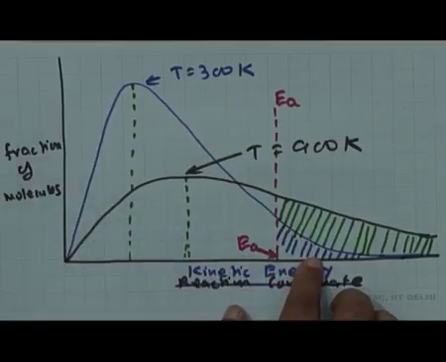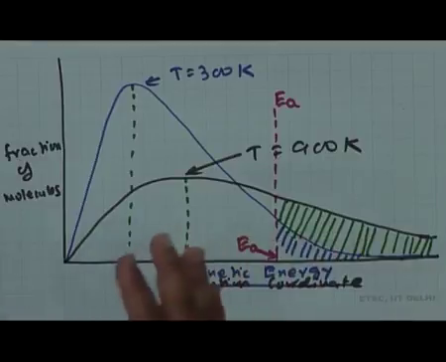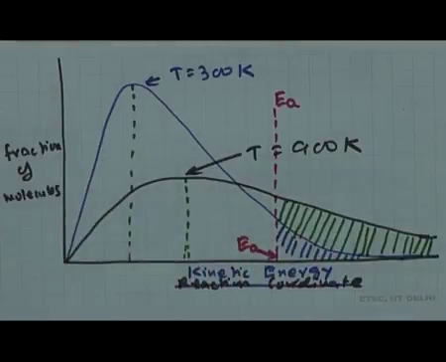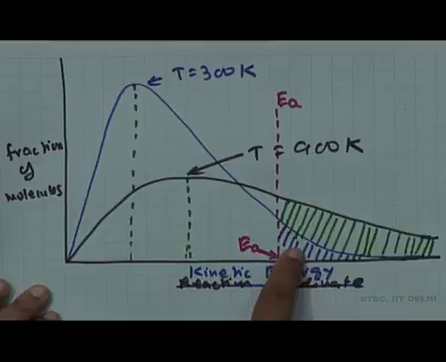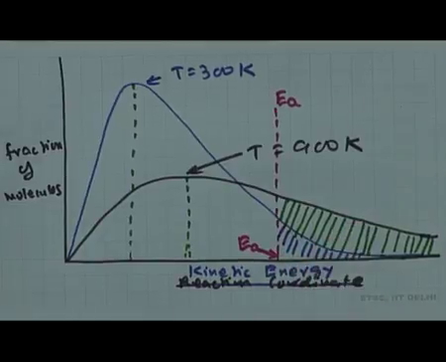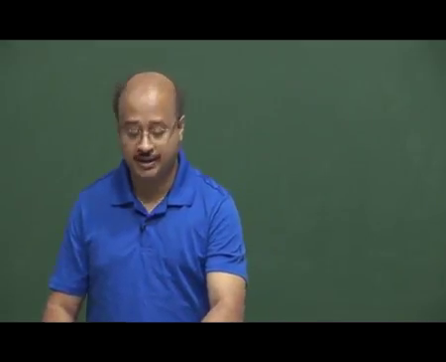Similarly, when I increase my temperature, the fraction of molecules having energy higher than EA also increases. I have a higher fraction of molecules and hence the rate will also be higher, and this higher fraction is given by the shaded regions under these individual distributions. I hope I have made myself clear. I will just jot down the few points that I said.